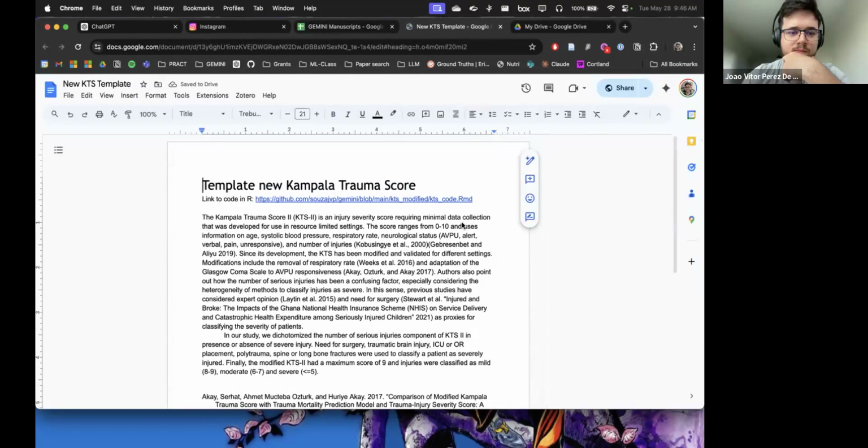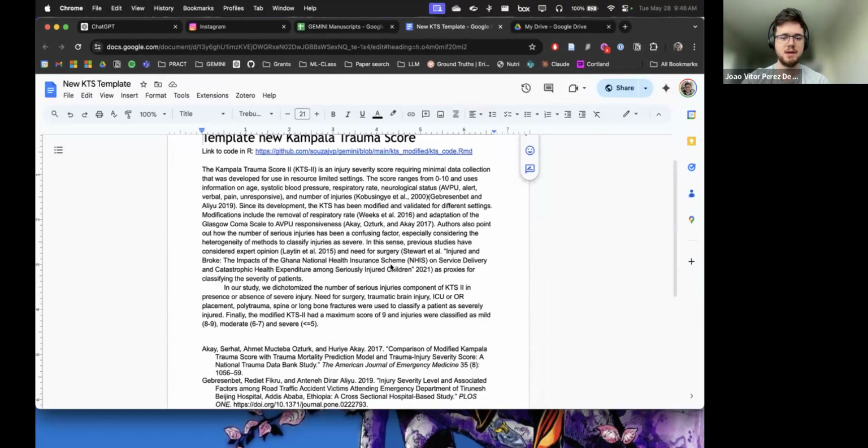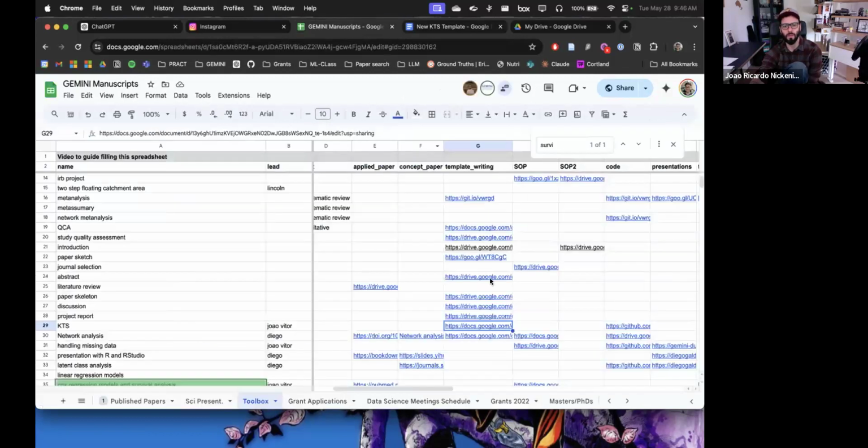This is just a small example. This is a template for the KTS calculation that we did. So this is something you could use to describe in your methods how it was calculated. Open the one for meta-analysis, João.